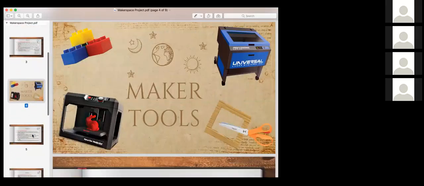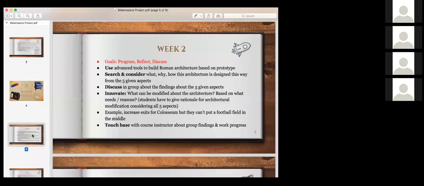Okay, for week two, students will make progress based on the prototype they already made in week one, but they will be integrating more advanced tools to build the Roman architecture, and that's why we're providing the maker space. Based on what they're building, we not only want them to build it out, but we also want them to understand what it is for. So they will do some research, think about the rationale behind the architecture, and discuss in groups their readings and findings.